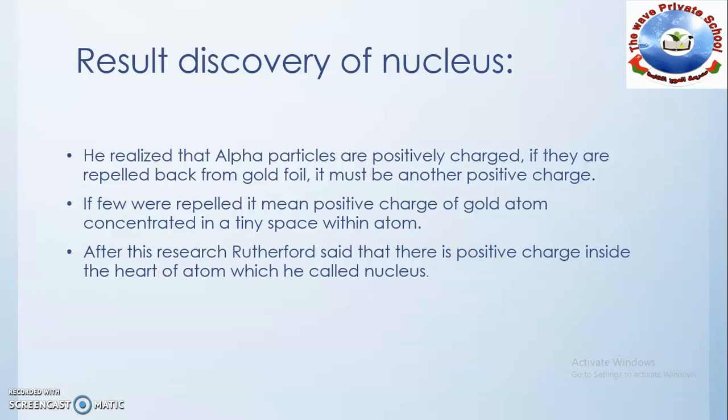Up till now we have discussed the structure of the atom, and then we saw the evidence for the nucleus of the atom, which was discovered by Marsden and his colleague Geiger.